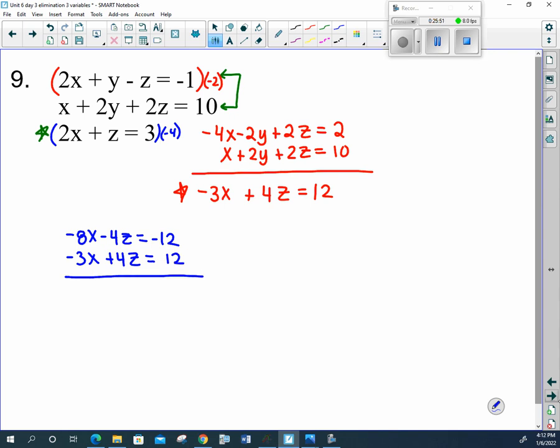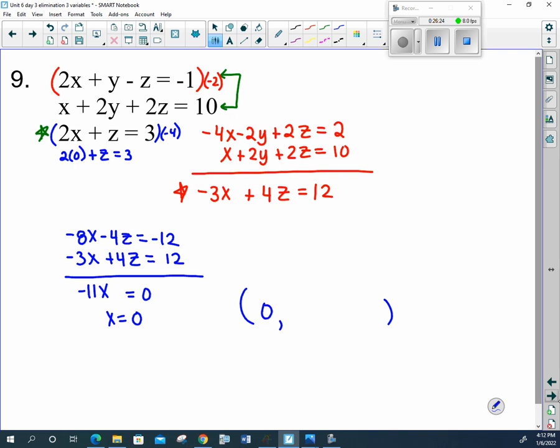So we'll add those together and we end up with negative 11x equals 0. So once again, we're going to end up with x equals 0. 0 divided by negative 11 is 0. Okay, so now we'll back substitute. So this is 0. I think I'll put 0 into this equation up here on the left. So I'll put 0 right here for x. So this will be 2 times 0 plus z equals 3. So that means z is 3.